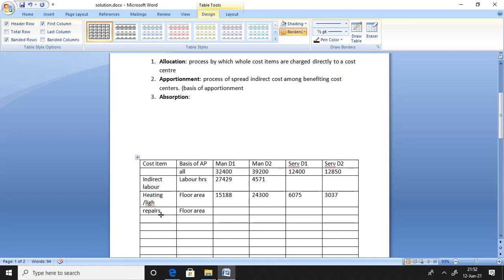You should have 10,844. The next one is going to be 17,350. The next one is going to be 4,338. The next one is going to be 2,168, using floor area as the basis of apportionment. So you move on to the next cost item.